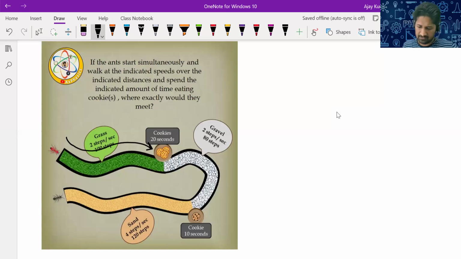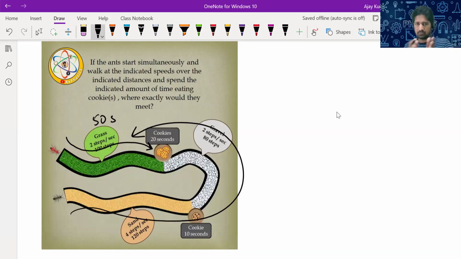So obviously it takes 50 seconds to cover that. Now, notice this, all of you. We don't know if that red ant will actually cover that distance or not. By the time the red ant completes moving through grass, the black one may catch up with it somewhere here also. We still haven't checked that. We are going step by step, but this is how we take the steps.